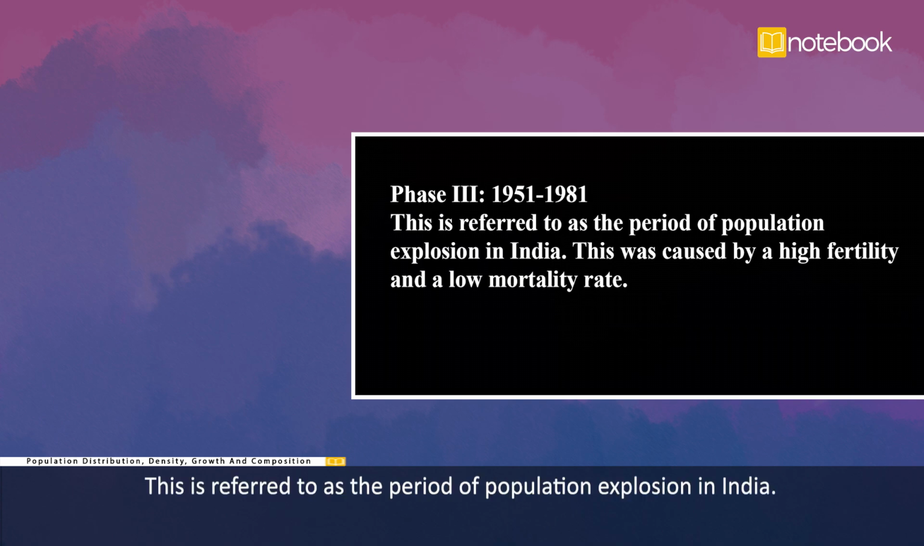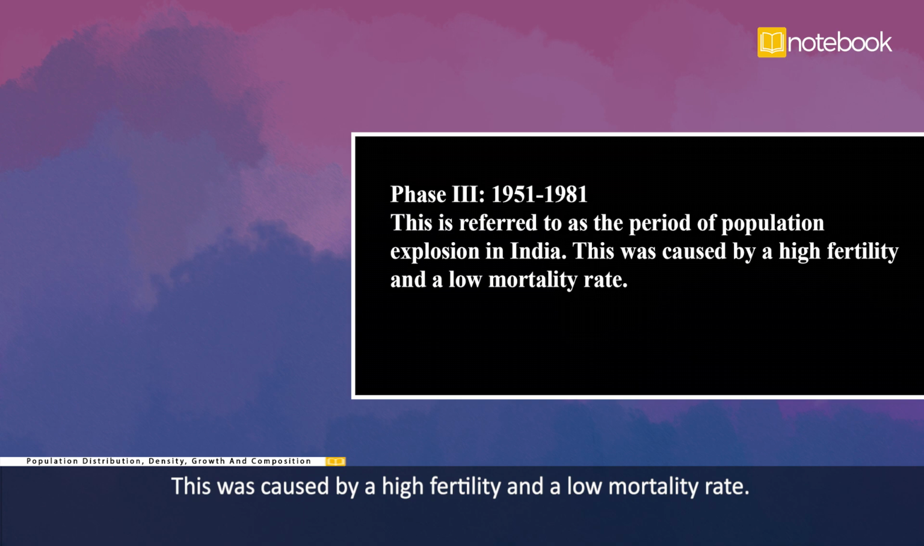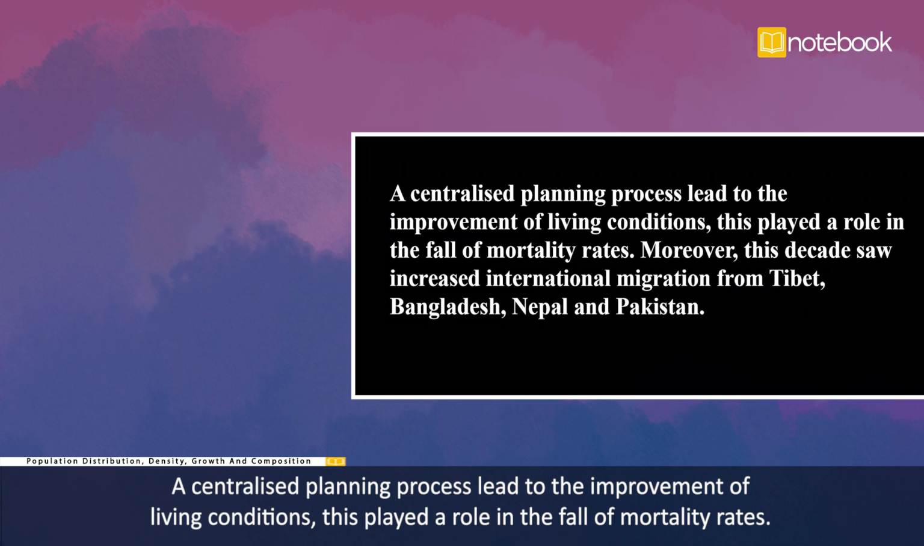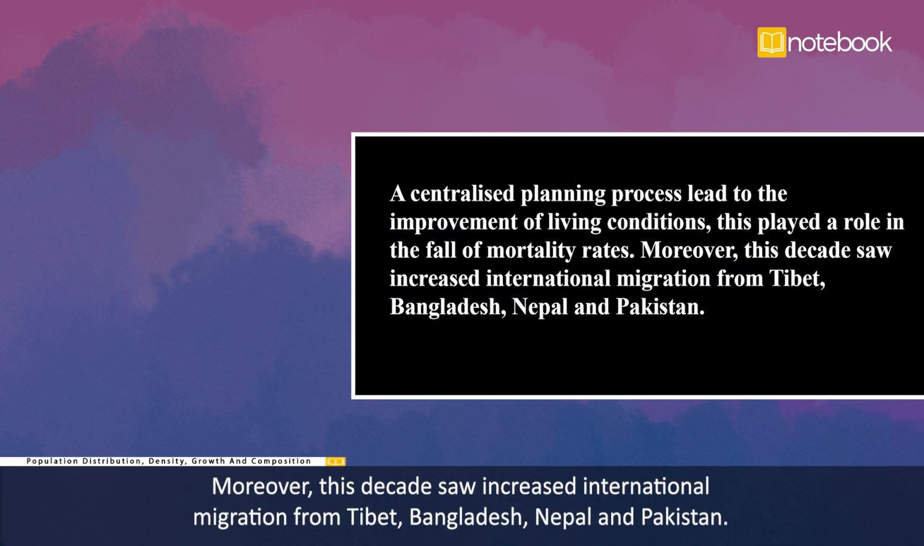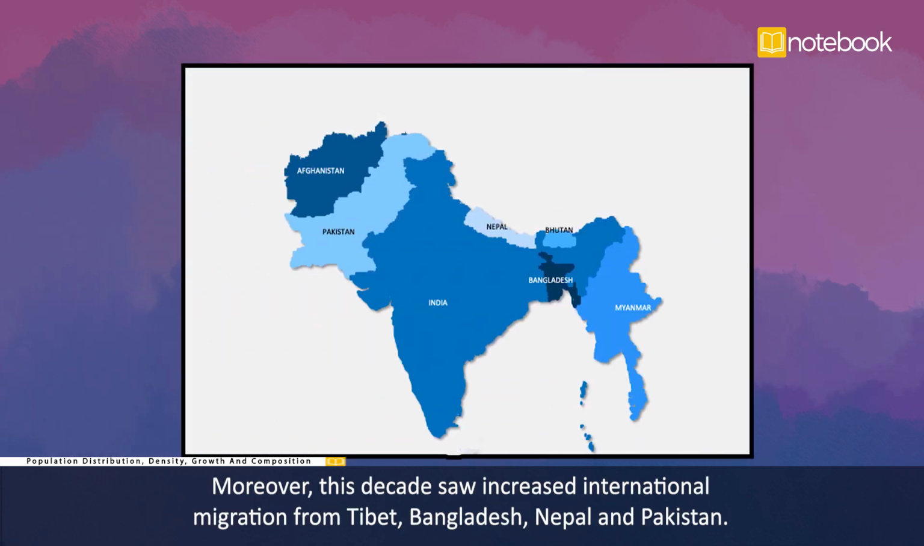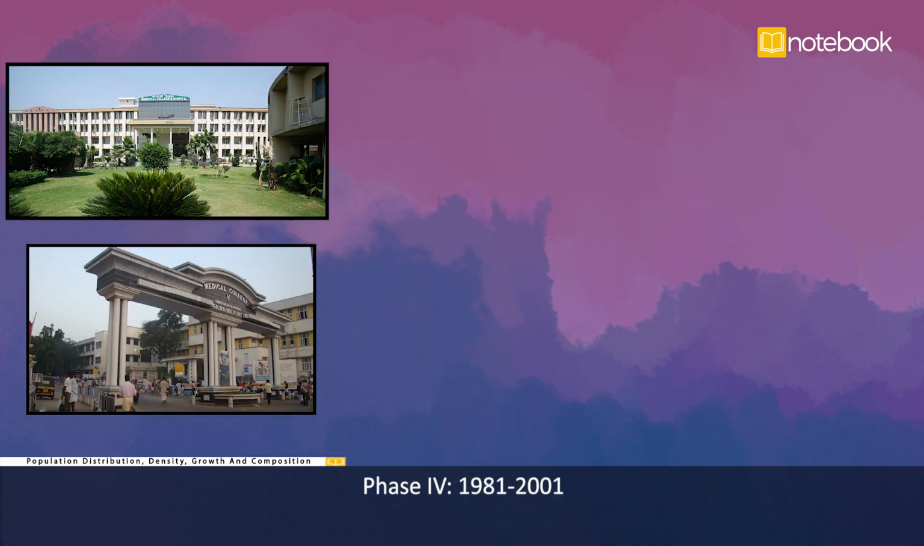Phase 3, 1951 to 1981. This is referred to as the period of population explosion in India. This was caused by a high fertility and a low mortality rate. A centralized planning process led to the improvement of living conditions. This played a role in the fall of mortality rates. Moreover, this decade saw increased international migration from Tibet, Bangladesh, Nepal, and Pakistan.